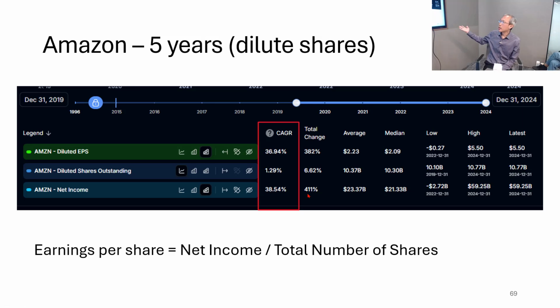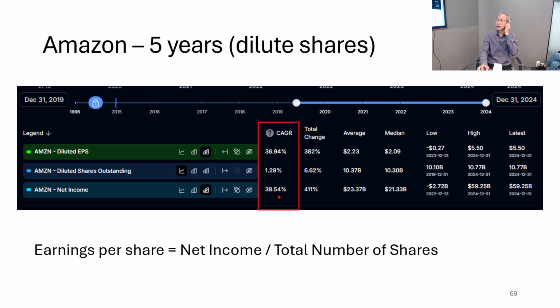In this chart, let me explain. Diluted EPS means earnings per share, right? Over this 5-year period, the earnings per share has increased by 36% per annum. And similarly, the net income of Amazon for these 5 years has increased by 38% per annum.